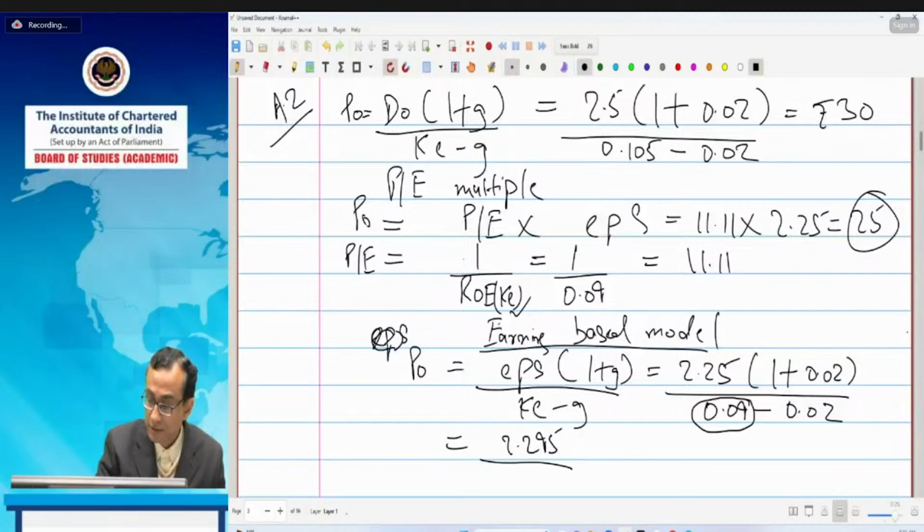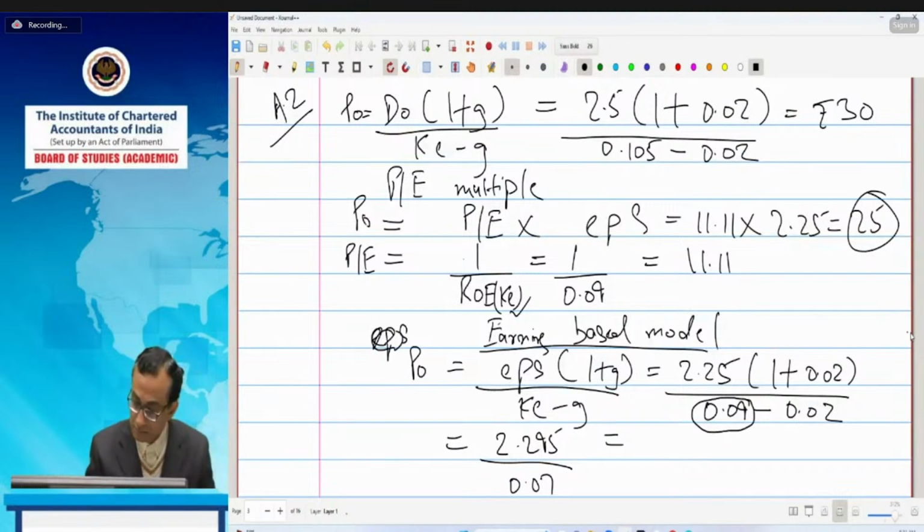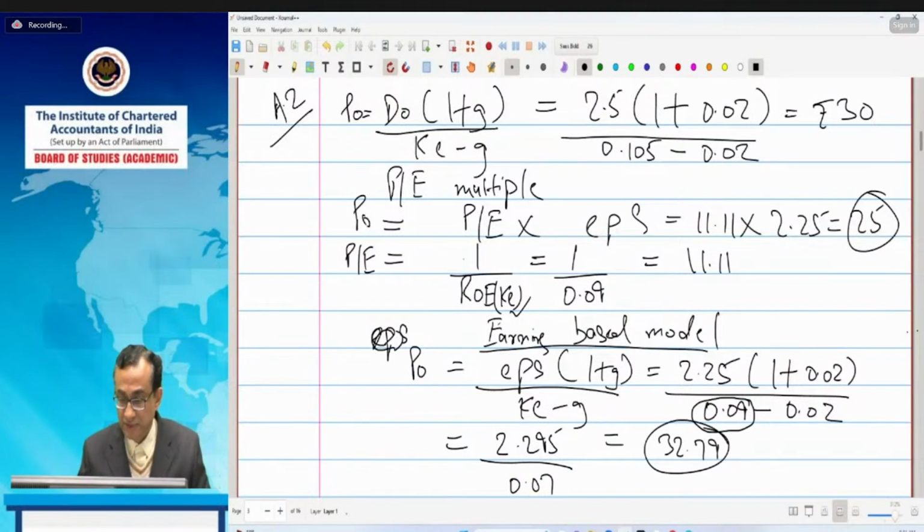2.295 divided by ... 32.79. The answer is coming 32.79 as per the earning based model.